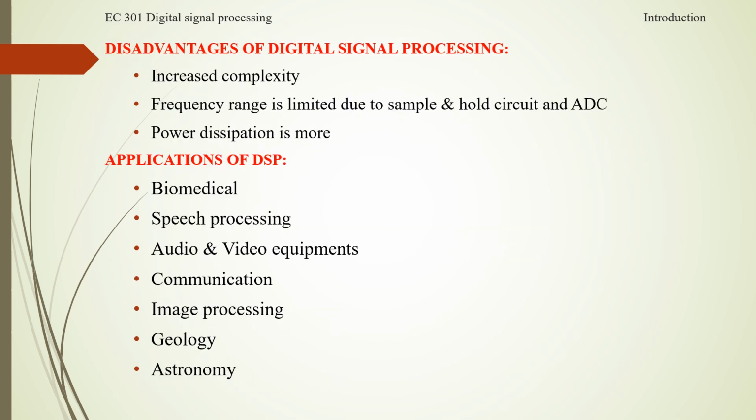Next, disadvantages of digital signal processing. First one, increased complexity. You have to use more devices: sample and hold, analog to digital converter, digital to analog converter, low pass filter, etc. Then a major disadvantage is that the frequency range for operation of DSP is limited due to the limited rate at which you can sample and hold. And also analog to digital conversion speed is limited for DSP. And power dissipation for DSP is also more because more power is drawn due to a large number of transistors in DSP. Next, applications of DSP.